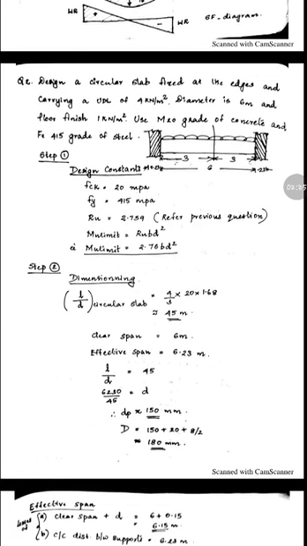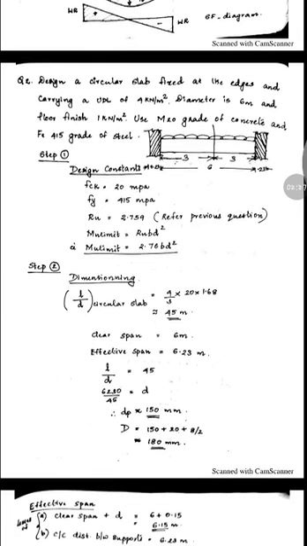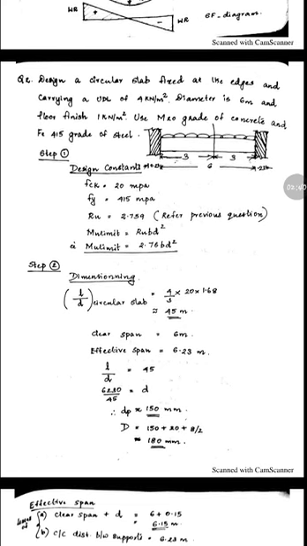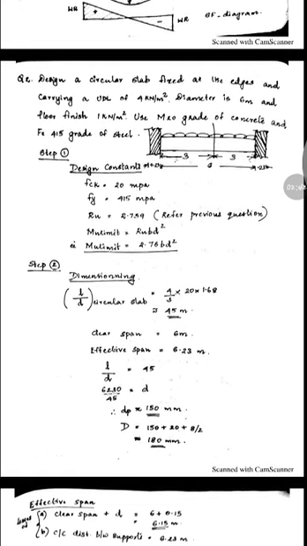A circular slab which is fixed at both ends, which is having a diameter of 6 meter, that is inner diameter 6 meter. I have marked 3 meter from the center to the face of the support on both sides, and 230 is the support width. And now we can move on to step number 1.